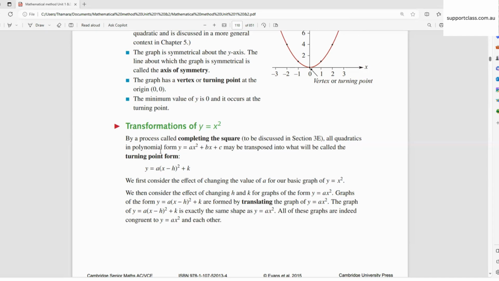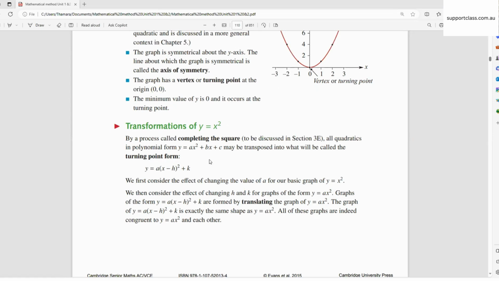You can actually have the turning point embedded in this equation, right? Now, in the turning point, what do you want to know about it? If you have the axis of symmetry, as we saw in the previous one, the axis of symmetry is the x is equal to 0 line. So your h value will give that axis of symmetry.